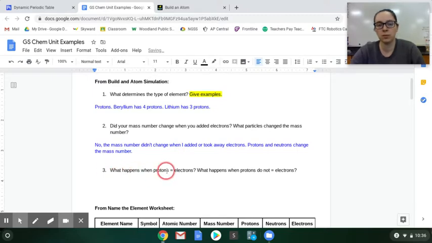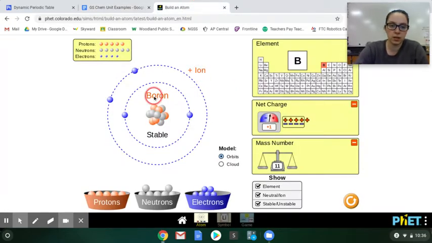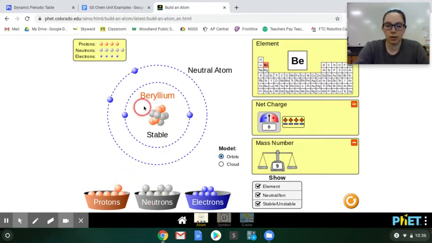What happens when protons equals electrons? So here I have 1, 2, 3, 4, 5 protons. Oh, I still want to do it for beryllium. So let's make this stable again. So here I have 1, 2, 3, 4 protons. I have 4 plus charges here, and I have 4 electrons. So protons equal electrons. I see a net charge of 0.